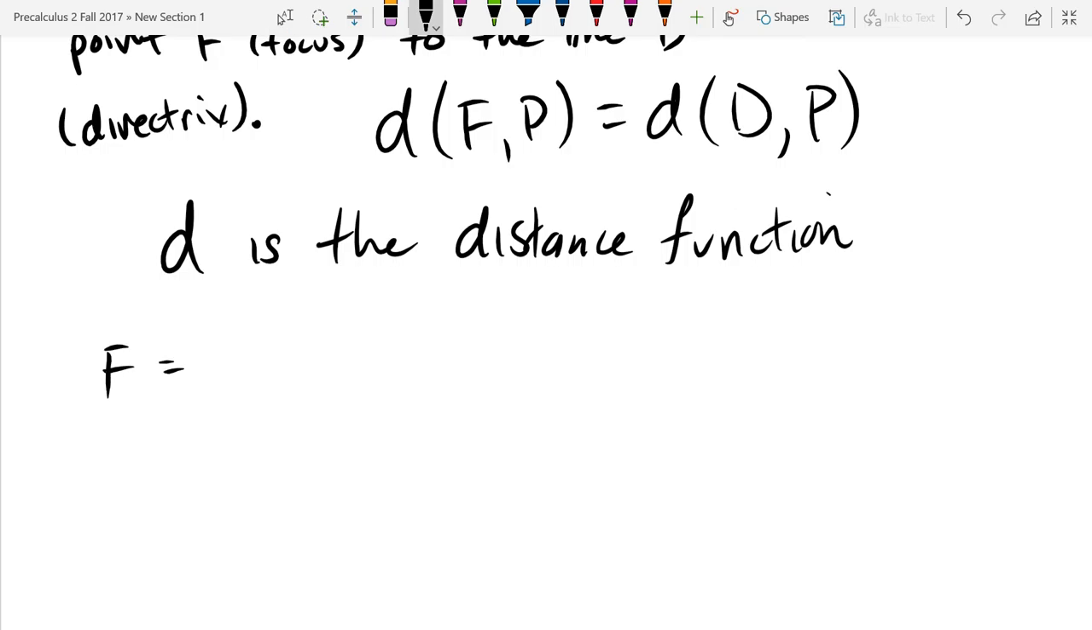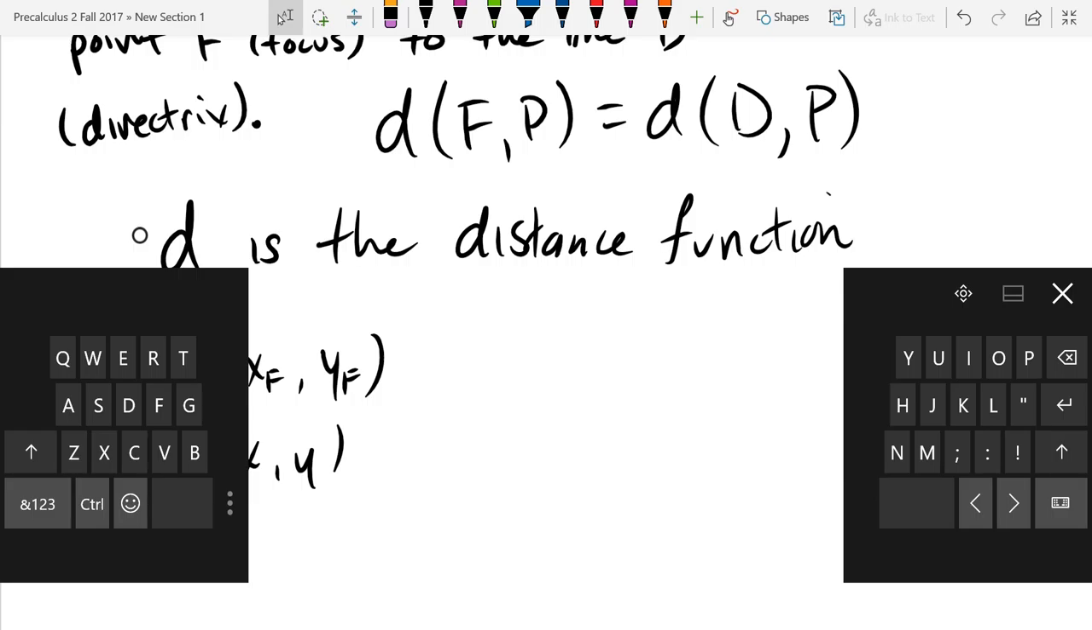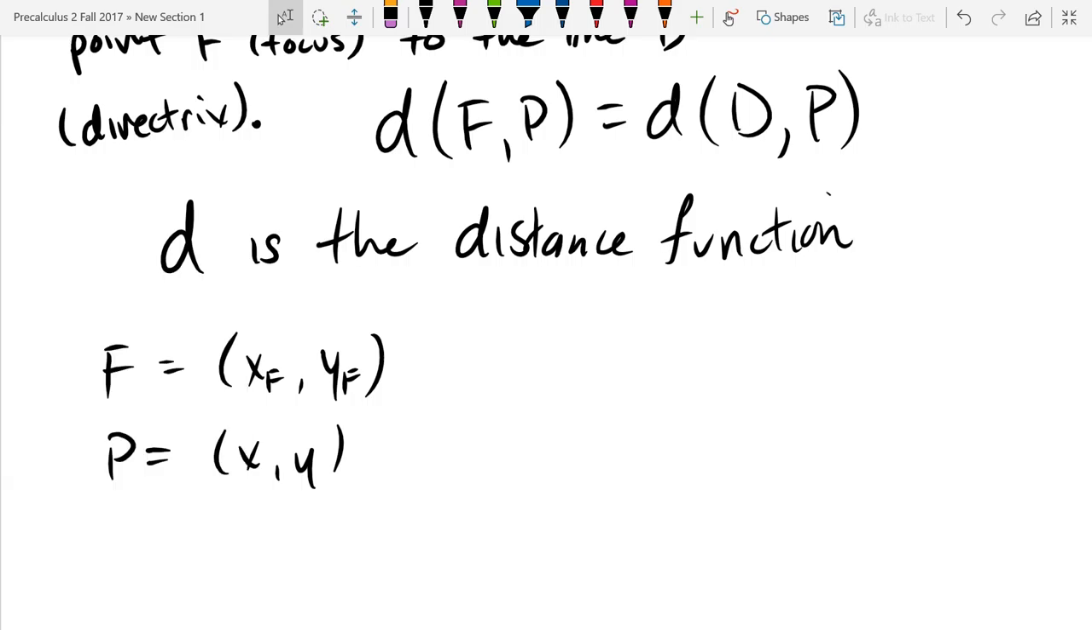So we're in two dimensions, so let's give these points some names. So I'll call the x and y coordinates of the focus xf and yf. Our point P, let's just call that x and y. Now our directrix is a line. I could take any line, horizontal, vertical, or diagonal, but we're going to keep it a little bit easier and just go with a horizontal or vertical line.